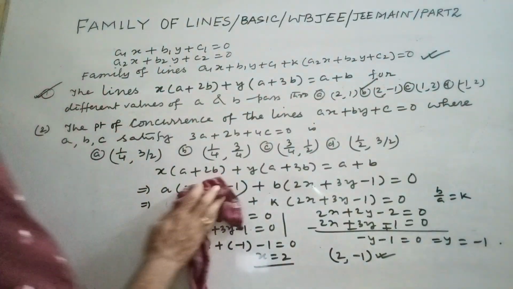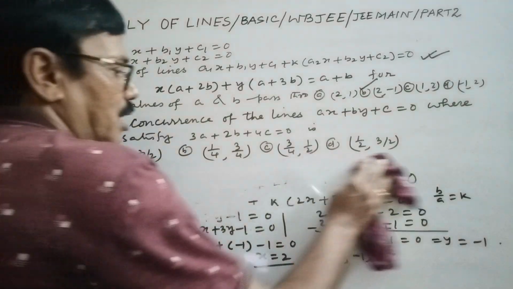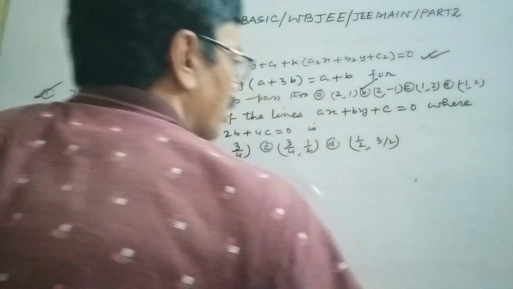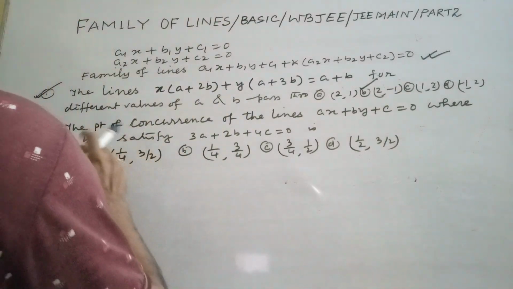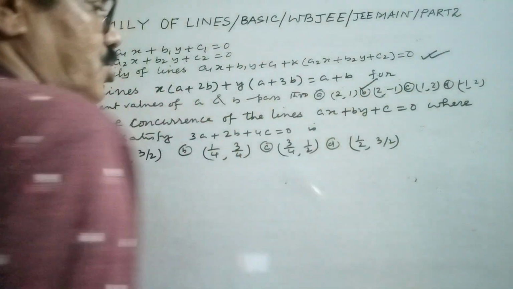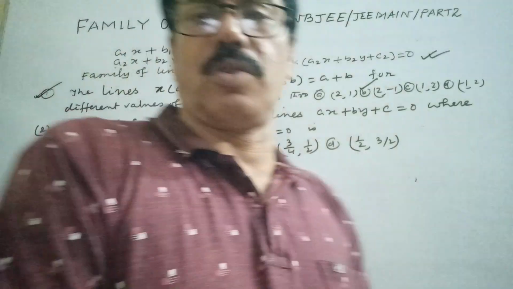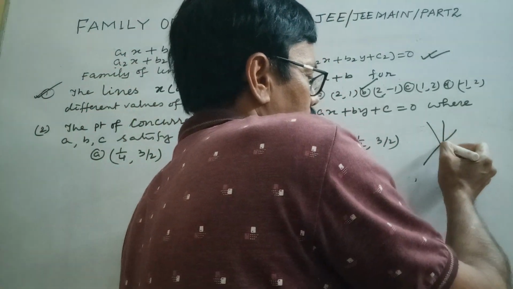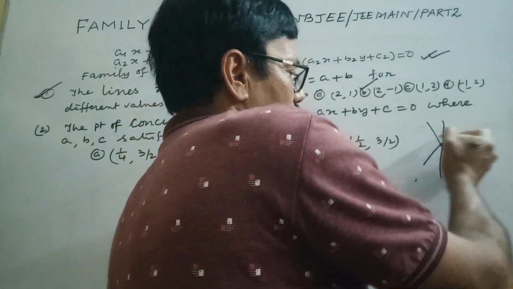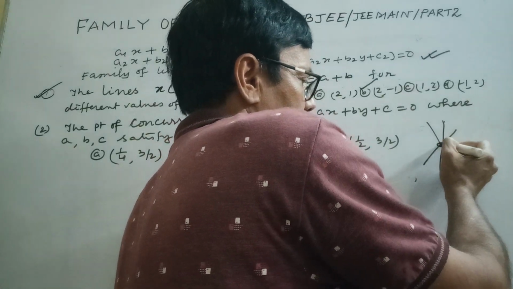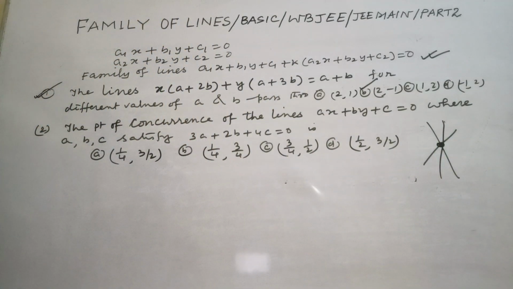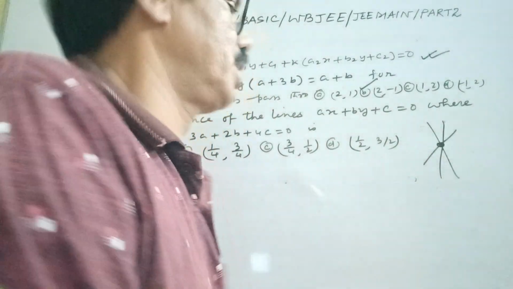Next, problem number 2. So here, the point of concurrence of lines. The point of concurrence is the point of intersection. So lines pass through a fixed point. This is called the point of concurrency. So you have to find the point of intersection.